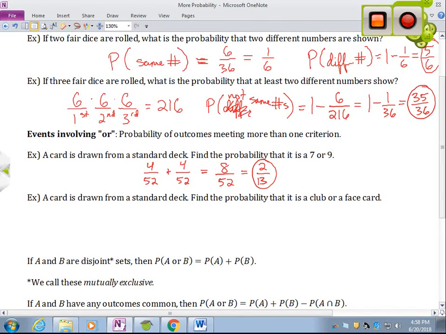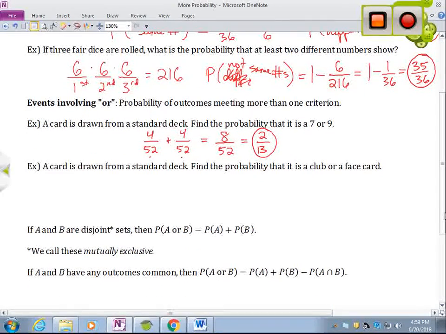Another way, again, if I'm looking at a chart, is I could just count. There's a 7 of clubs, 7 of hearts, 7 of diamonds, 7 of spades, 9 of clubs, 9 of hearts, 9 of diamonds, 9 of spades. And so there's a total of 8 ways out of 52. And I see that that's the same thing as if I add the 2 probabilities of each of those individually together, I still get the 2 out of 13, okay?